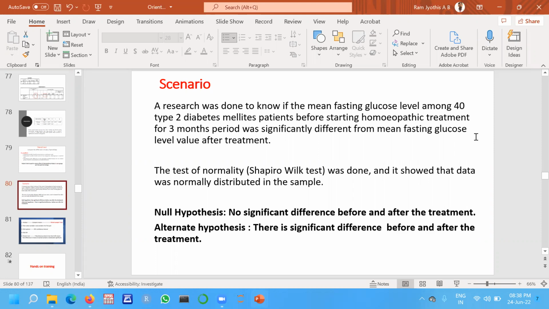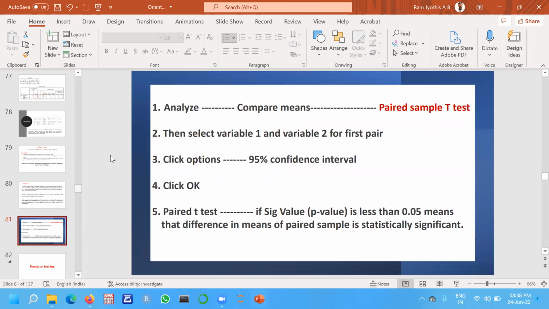Here the test of normality was done, and it showed that the data was normally distributed, and that is one of the essential criteria for a parametric test. Now the null hypothesis is no significant difference before and after treatment. Okay, there is no difference in the treatment before and after. The alternative hypothesis is there is a significant difference before and after the treatment. Now let us see how to do this. Analyze, compare means, paired samples t-test. Okay, let us do the hands-on training now.